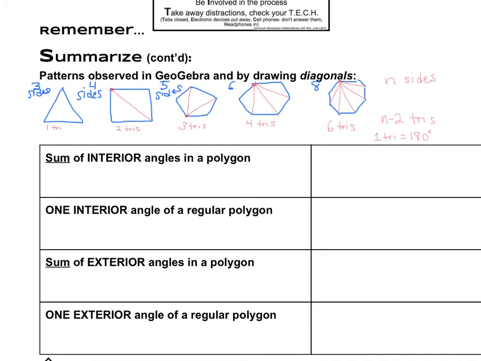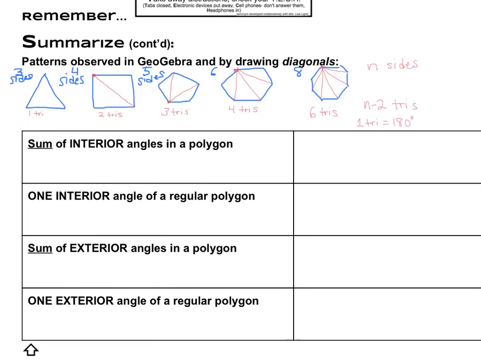What we're going to do right now is use this idea and come up with formulas for 4 different calculations about a polygon. We're going to be talking about the sum of the inside, or interior, angles. We're going to be talking about just one of those inside angles, if there's a formula for that. We're going to be talking about the sum of the outside angles, and just one of those outside angles. There are formulas, and they're pretty easy to follow for all 4 of these.